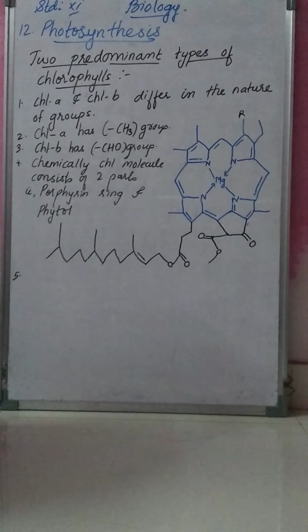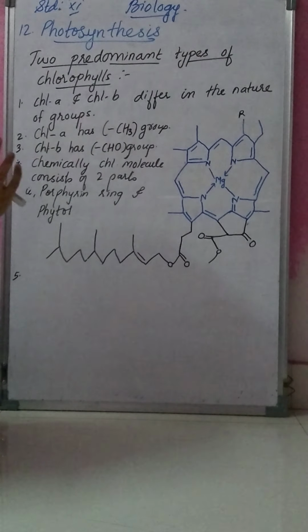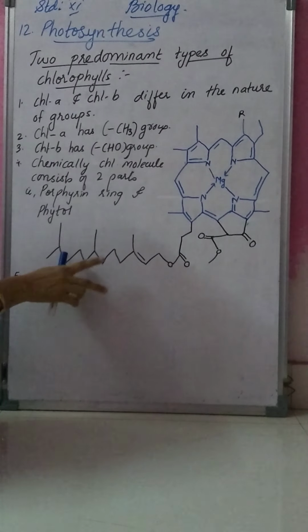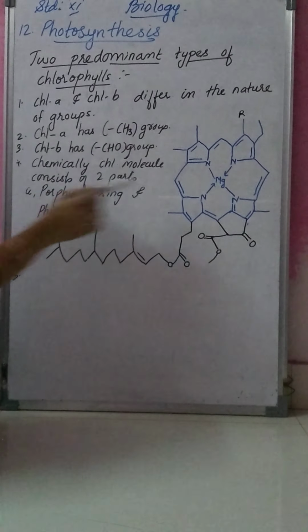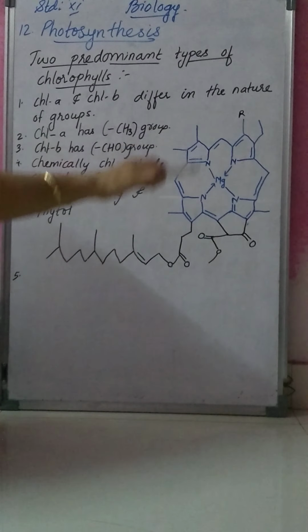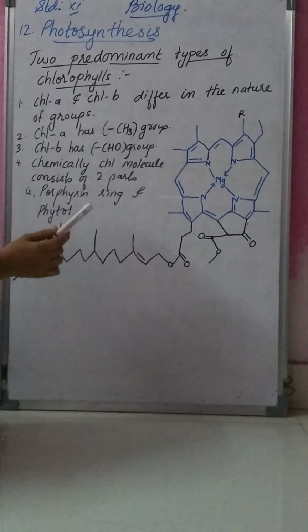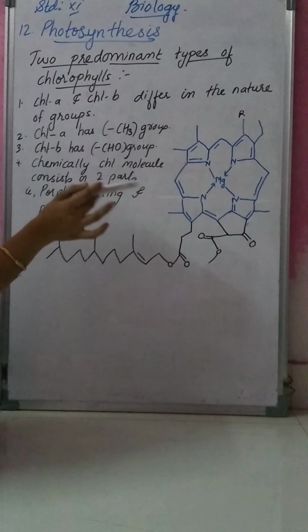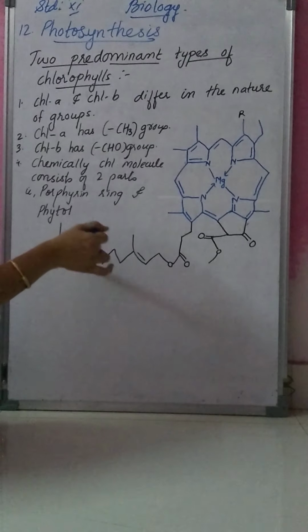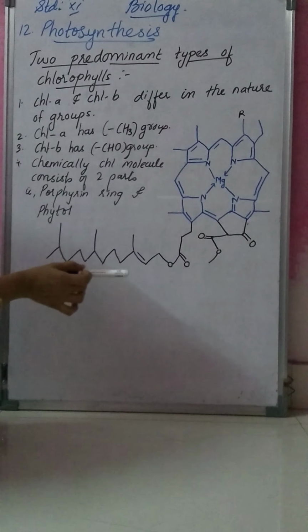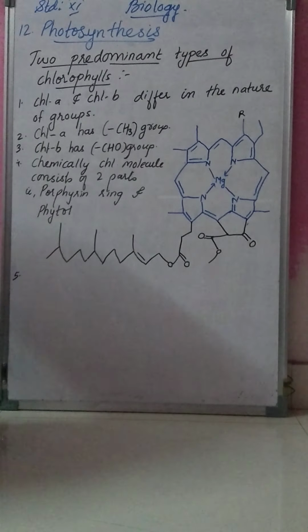If we see the chemical structure of the chlorophyll molecule, it consists of two parts. One is porphyrin, which you can call a head, that is a porphyrin ring, and it has a long tail. That long hydrocarbon tail is known as phytol.